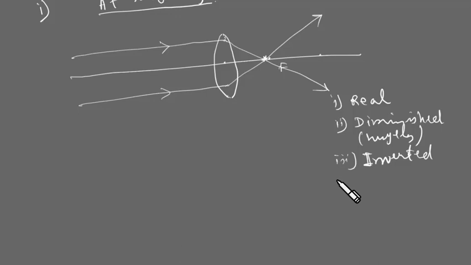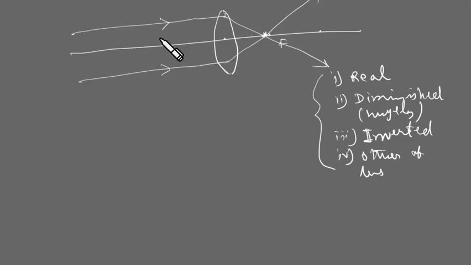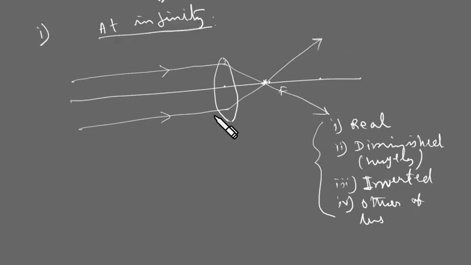Alright, and then the fourth property of the image is that it is formed on the other side of the lens from the object. The object is in this case on the left hand side and the image is formed on the right hand side. Okay, these are the properties of the image formed by the convex lens when the object is placed at an infinite distance and we consider the paraxial beams only.